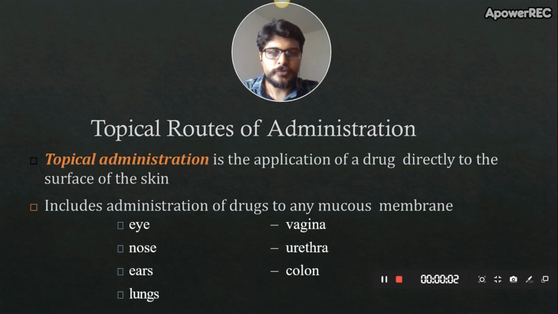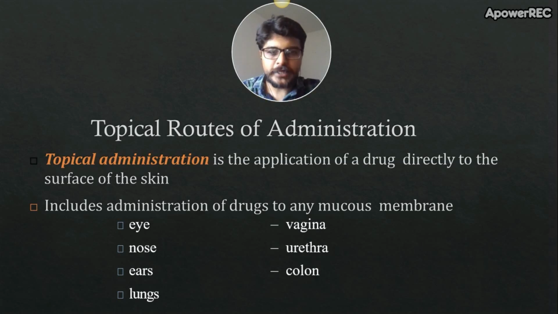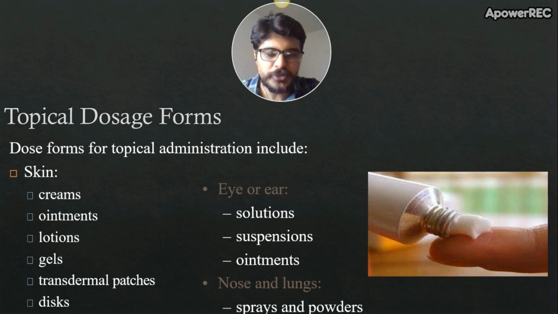Next is the topical route of drug administration. Topical administration is application of the drug directly to the surface of the skin. It includes administration of the drug to any mucous membrane, like it is applied on the eye, nose, ears, lungs, vagina, urethra, and colon. Moving on, topical dosage forms are cream, ointment, lotions, gel, transdermal patches, and discs. The drugs applied on the eye are in the form of solution, suspension, and ointments, and on the nose are spray and powder. So that is the topical form of drug administration.